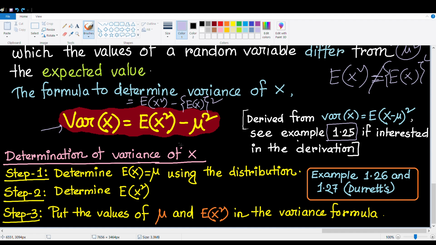Now, determination of variance has 3 steps. Step 1 is to determine E of x, which is mu, using the distribution. We have solved a lot of problems on it. Step 2 is to determine E of x square. So we are going to determine x square from x, right? And then we know that for each of the values of x squared, the probability will be the same as p of x equals x, right? So we can determine E of x square. Finally, we put these two values, this value here and the value squared here, to get the variance.